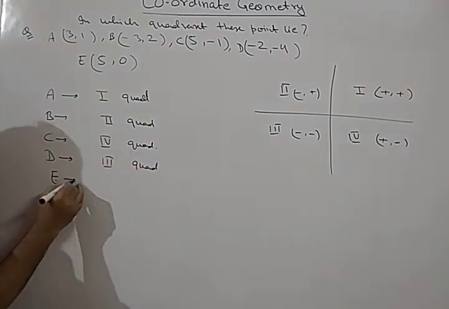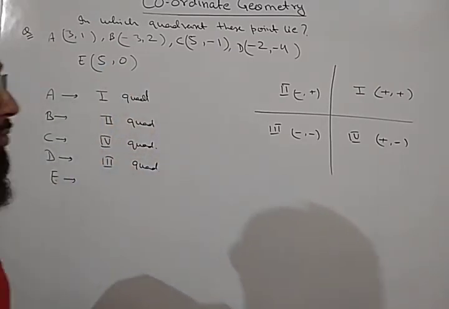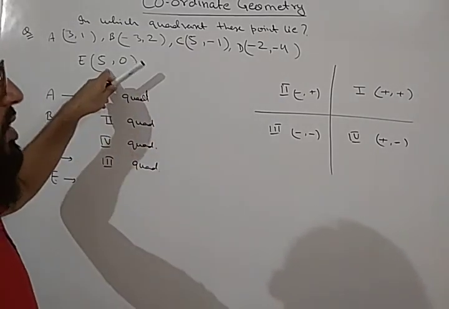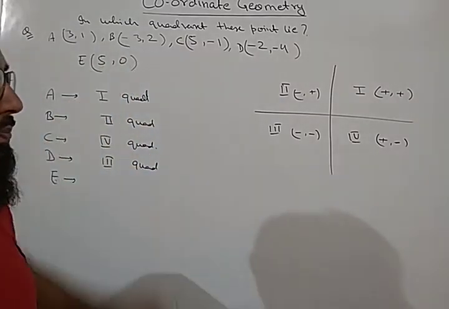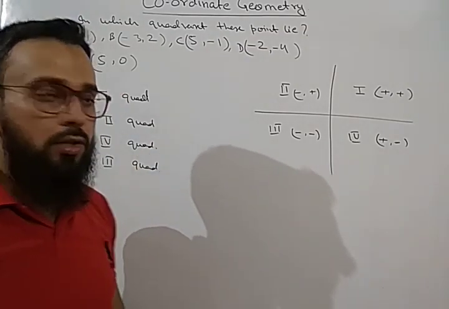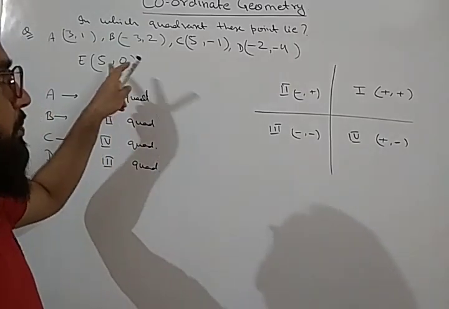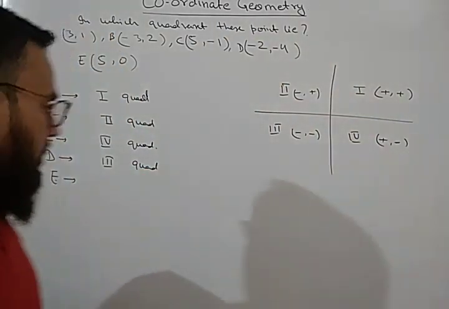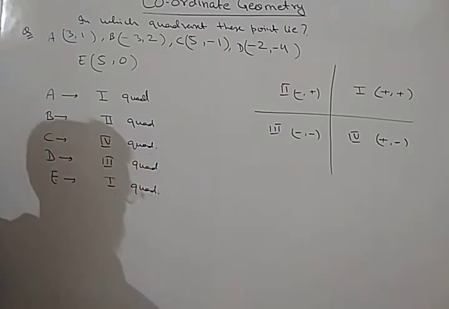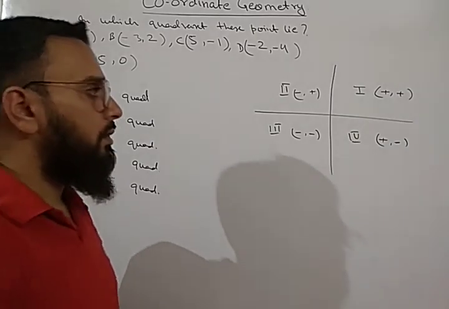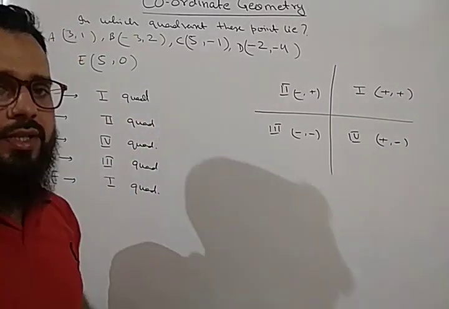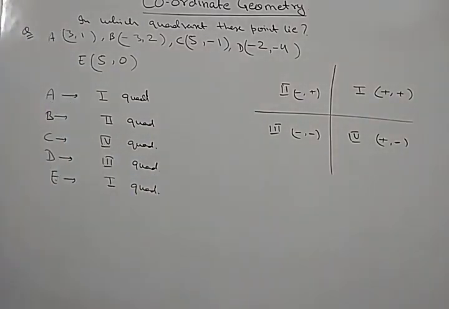And if we talk about point E, it is (5, 0). In which quadrant will this point lie? 5 is positive, and 0 is also considered among our positive numbers. So 0 is taken as positive. So it is plus plus, which is our first quadrant. It means E will lie in the first quadrant. In this way we can find the quadrant of any point given to us. It is very simple. Note it down.